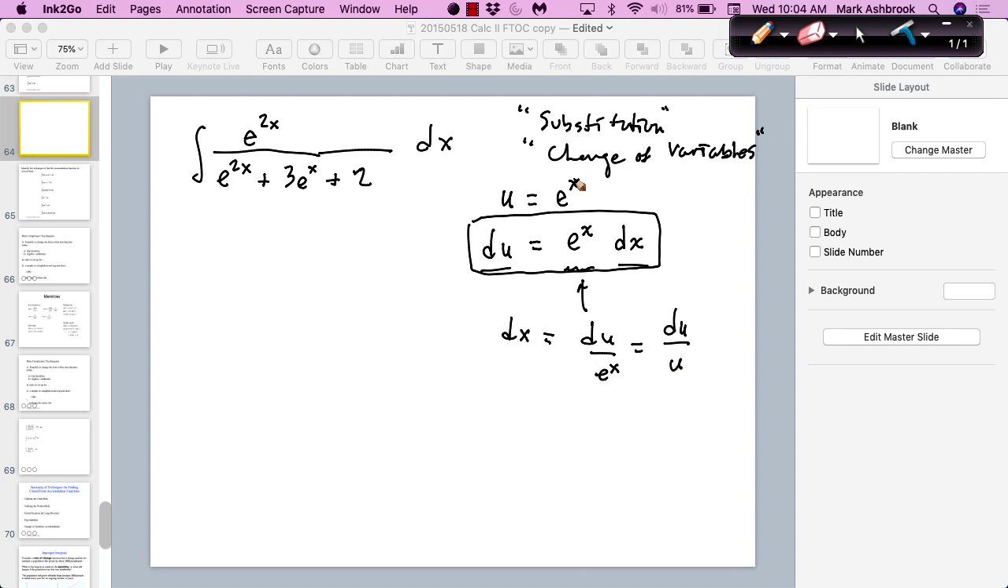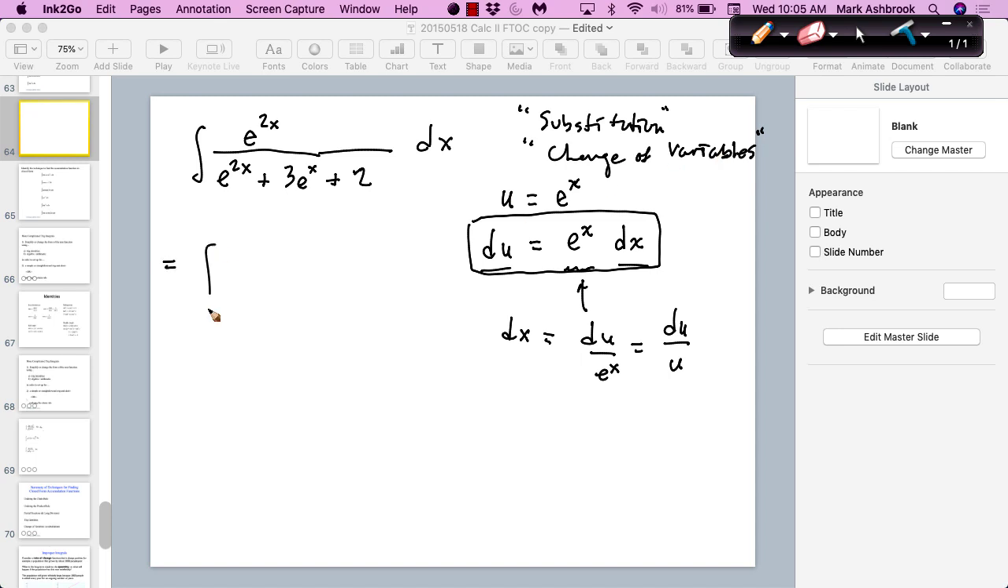That's what we said. So that tells us what dx is. So dx is not just du. It's du over u, according to how I made my initial substitution. So now we can make a change of variable from x to u.